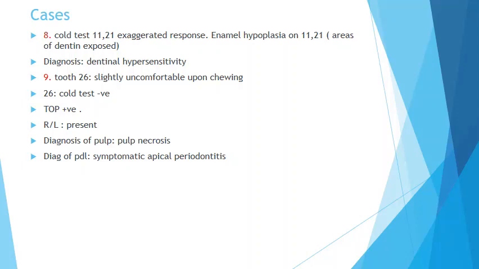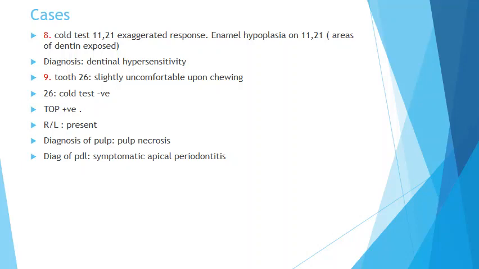Now our last example here is tooth 2-6 and it is given that on chewing the patient is slightly uncomfortable and cold test is negative, tenderness to percussion is positive, radiolucency is present. Now what will be the diagnosis for the pulp? Since cold test is negative, that means vitality test is negative. So the pulp is necrotic. So the tooth is non-vital. So diagnosis of pulp will be necrotic pulp.